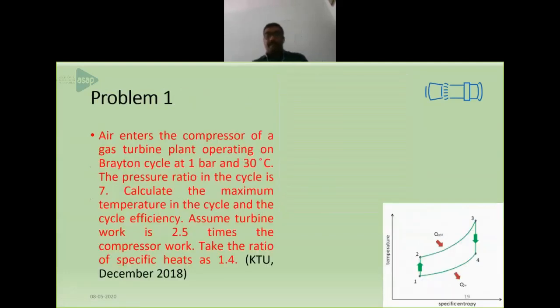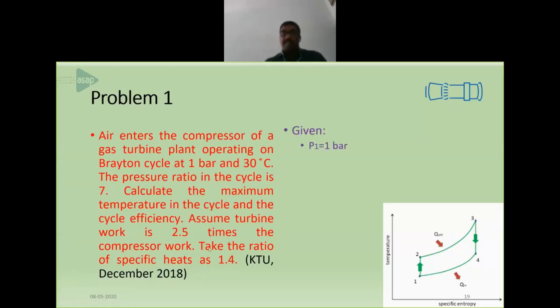Let us have our first problem. This is actually a KTU question from December 2018. Air enters the compressor of a gas turbine plant operating on the Brayton cycle at 1 bar and 30 degrees Celsius. The pressure ratio in the cycle is 7. Calculate the maximum temperature in the cycle and the cycle efficiency. Assume turbine work is 2.5 times the compressor work. Take the ratio of specific heats as 1.4.